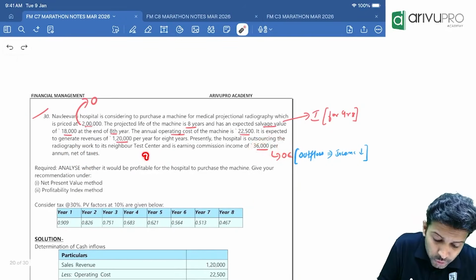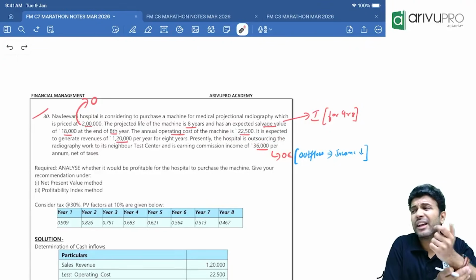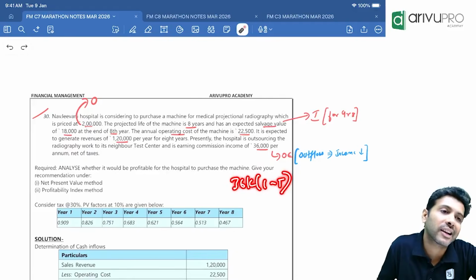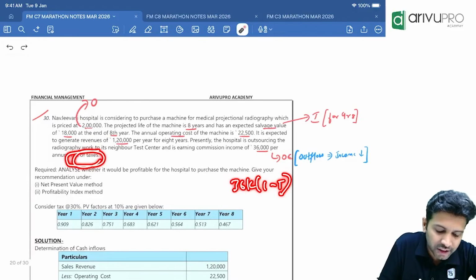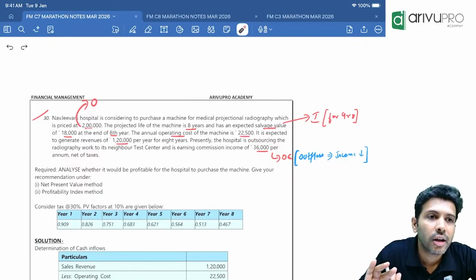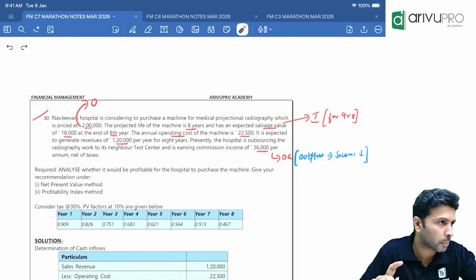Sir, suppose this was before tax, we would have to convert it to after tax. How do you get an after tax basis in FM? Take the number and multiply by 1 minus tax rate. You will get after tax. But here it is already on an after tax basis, so take the number as it is. Yes, sir. Now everybody got it? Both adjustments are tested in the problem.